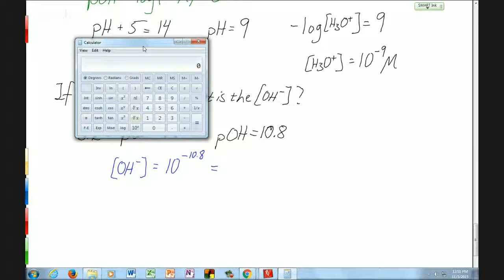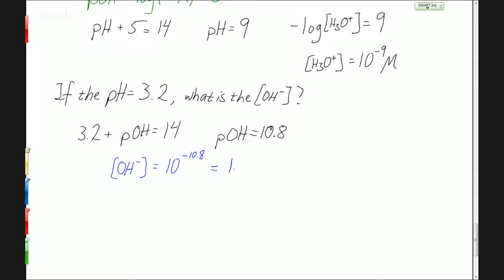So in this calculator, you have to do the 10.8 first, and then the minus, and then 10 to that. And that little e over here means times 10 to the. So that tells us it's 1.5. That's a lot of digits. We don't need that many digits. We'll say 1.6 times 10 to the minus 11 molar. That's what the calculator tells us.